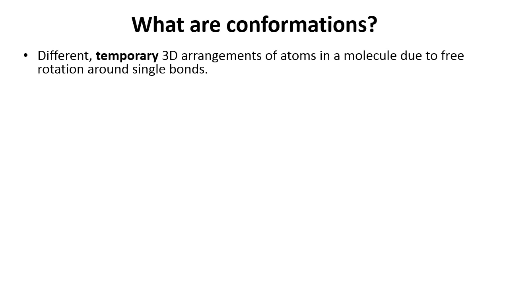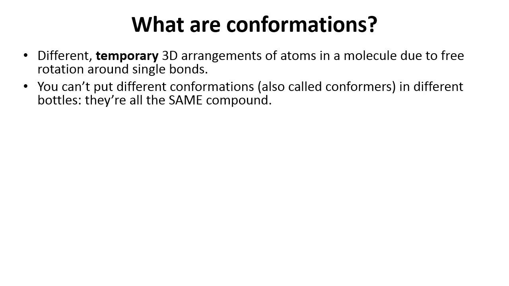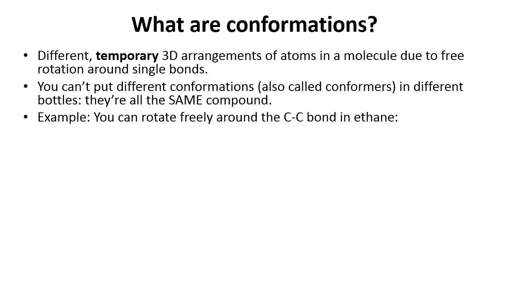Because they're temporary, you can't put different conformations, also called conformers, in different bottles. They're all the same compound. For example, you can rotate freely around the carbon-carbon bond in ethane. That gives you an infinite number of different conformers.